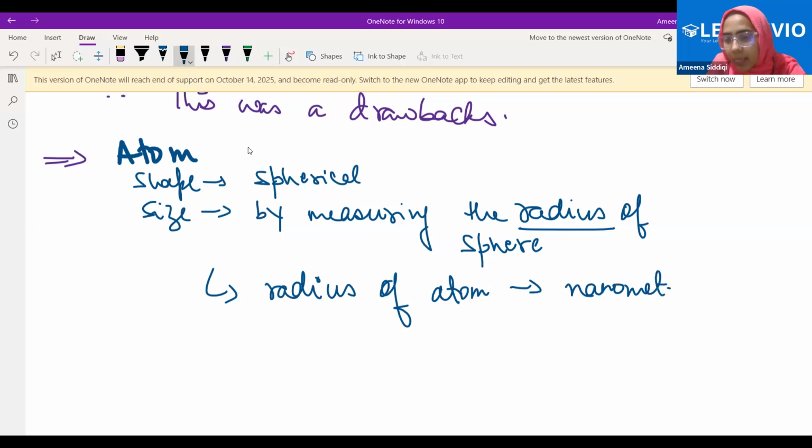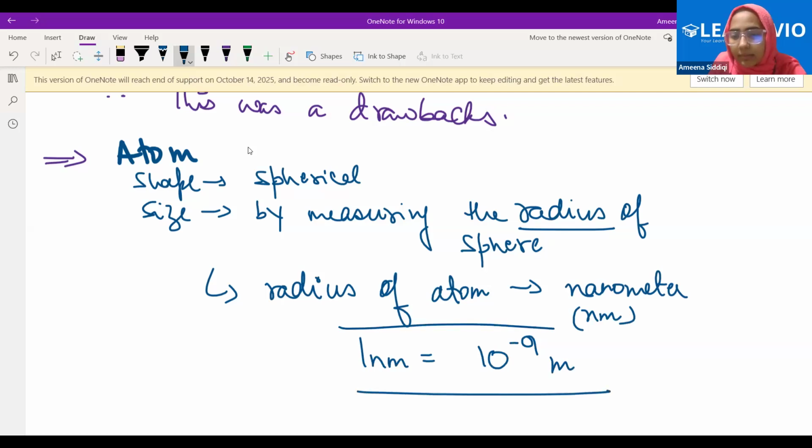Nanometer. That is nm. We denote it using nm. And what is the value of 1 nanometer? 10 raised to the power minus 9 meter. This is important. 1 nanometer is equal to 10 raised to the power minus 9 meter. That's it.